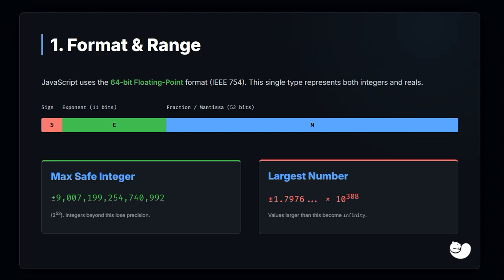If you try to add 1 to a number larger than this limit, the result might not change, leading to silent and dangerous logic errors. On the extreme end, the absolute largest number you can represent is roughly 1.8 times 10 to the power of 308. Exceeding this massive value results in a special value called Infinity. Understanding these boundaries is the first step in writing robust numerical code that doesn't break when data scales up.